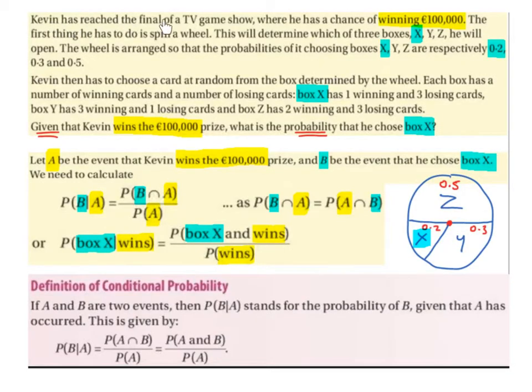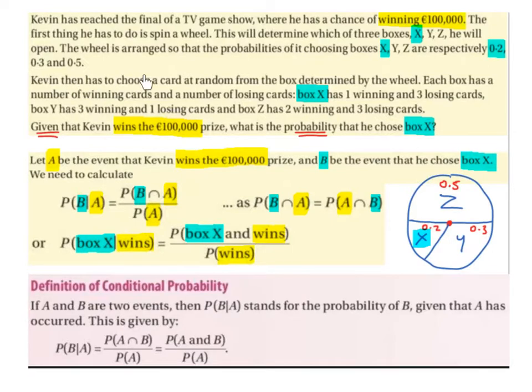Kevin has reached the final of a TV game show where he has a chance of winning €100,000. The first thing he has to do is spin a wheel. This will determine which of the three boxes X, Y, or Z he will open. The wheel is arranged so that the probabilities of it choosing boxes X, Y, and Z are respectively 0.2, 0.3, and 0.5. So the probability of choosing box X is 0.2, the probability of choosing box Y is 0.3, and the probability of choosing box Z is 0.5.